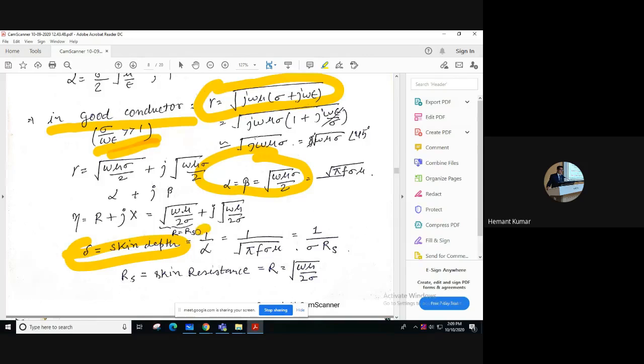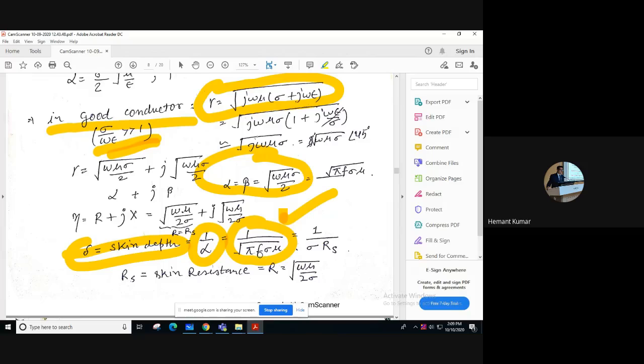Delta is equal to 1 upon alpha, which is equal to 1 upon under root pi f sigma mu. It is very important. You may get this question. You will be having all the quantities. You will be having mu. Mu is nothing but 4 pi into 10 to power minus 7. Sigma will be given to you, the conductivity of the medium.